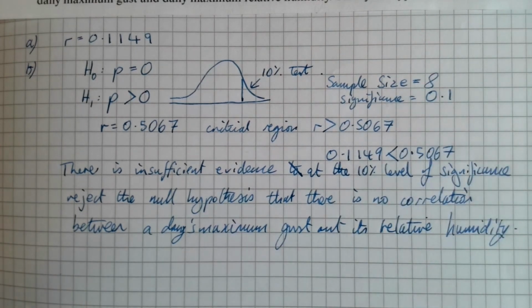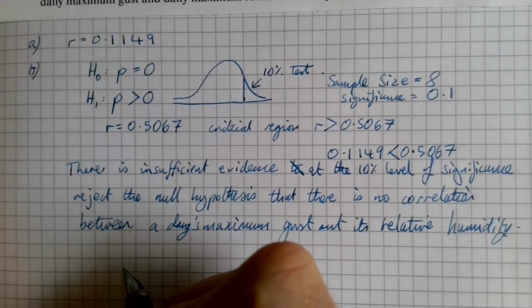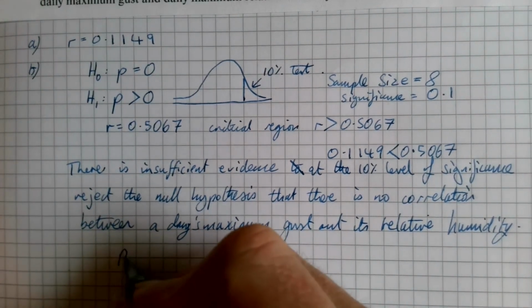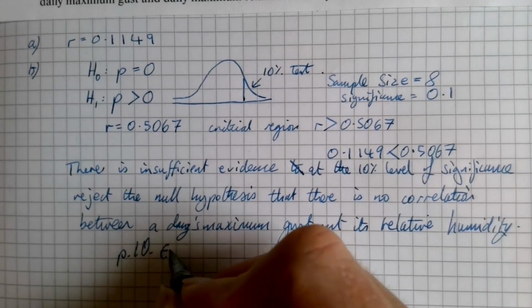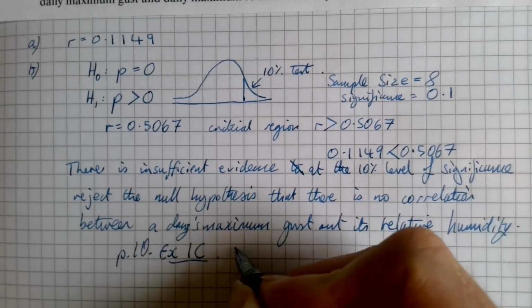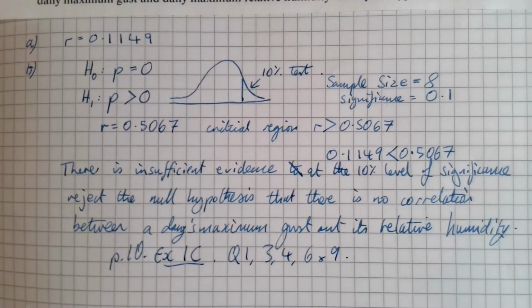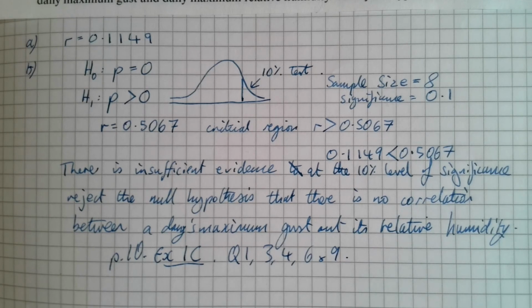Anyway, I'm waffling, so I will now tell you what I think we should be doing for practice. So on page 10, exercise 1C, you have a crack at questions 1, 3, 4, 6 and 9, and let me know if you have any problems. Obviously, if you don't have a copy of this, the first thing you need to do is come and see me and get one. We've got spare copies. You should have one kicking around somewhere.